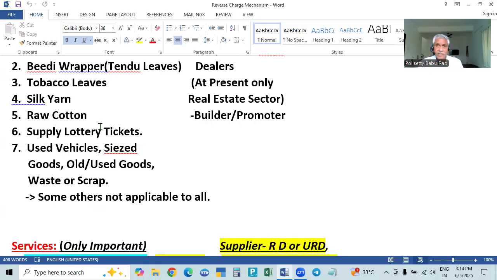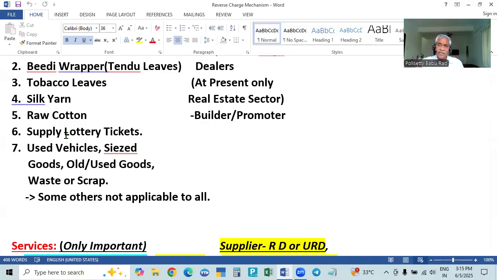When it is supplying the lottery tickets to the agents or the distributors, the distributors or agents have to pay the GST on them directly to the government. The government will not collect any tax from them. So they are giving to the dealers. It will give the tickets and they will pay some commission.